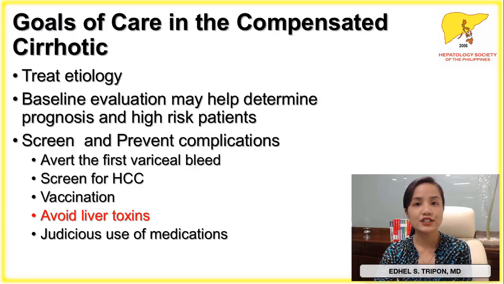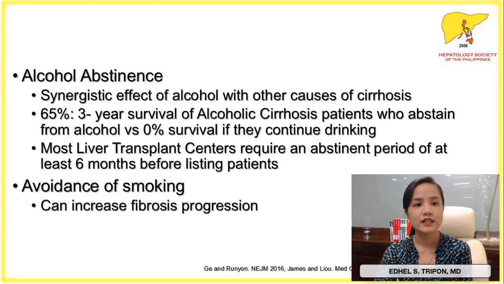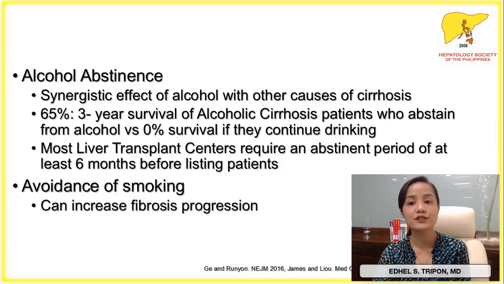Avoiding hepatotoxic agents is part of cirrhosis care. Alcohol abstinence is best advised with the diagnosis of chronic liver disease. Progression of fibrosis is increased with continued alcohol intake due to the synergistic effect of alcohol with other causes of cirrhosis. In alcoholic cirrhosis patients, particularly, a 3-year survival of 65% can be had for those who remain abstinent or those who stop alcohol, while a 0% 3-year survival has been noted for those who continue drinking.